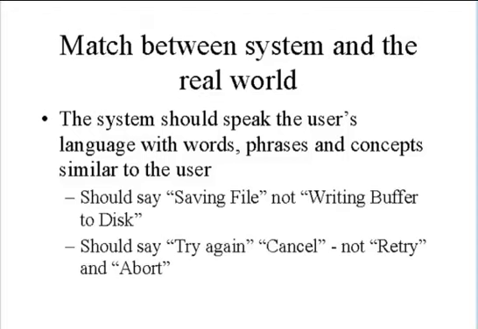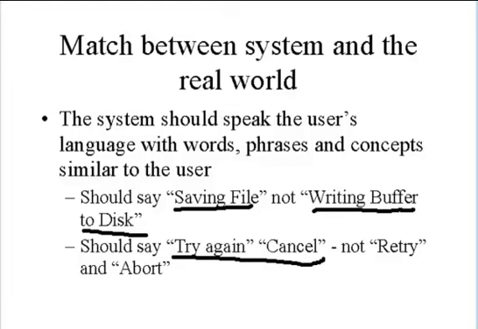So just summarizing, for example, on Unix machines you often get programs like VI or Emacs, the text editing programs. They often have the bizarre status phrase "writing buffer to disk", to indicate that they are saving what you have written into a file, whereas obviously "saving file" is a much better way of expressing that. Things like in DOS dialogues, "try again" and "cancel" would be much better than "retry" and "abort". So that's heuristic number 2.